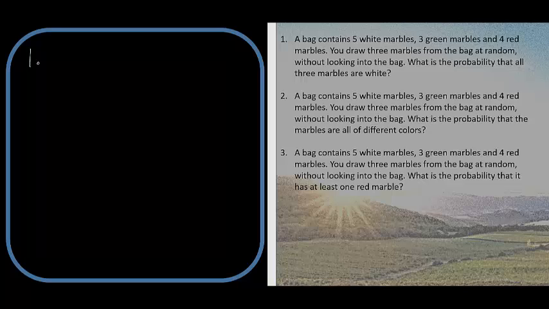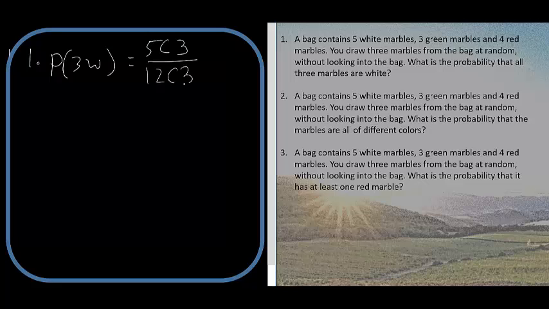In the bag, I have a total of 5 plus 3 plus 4, which is 12. So I have 12 marbles in the bag. And since order doesn't matter, it is going to be combination. So for the probability, we are looking for 3 white. Now you have a total of 5 white, so we take 5C3. And the total number of marbles is 12, so you take 12C3.